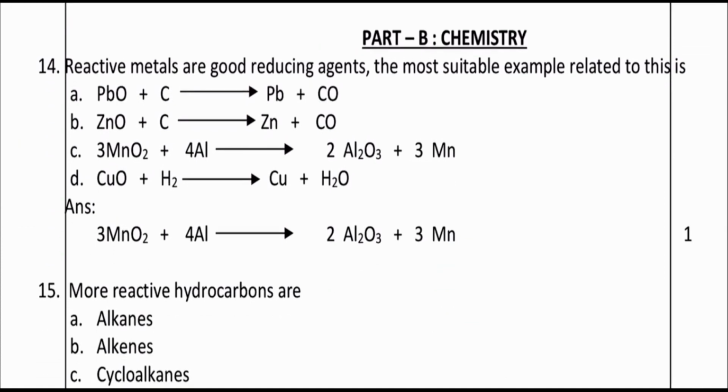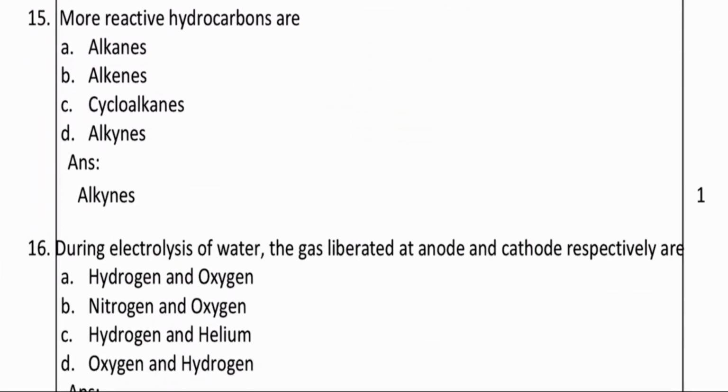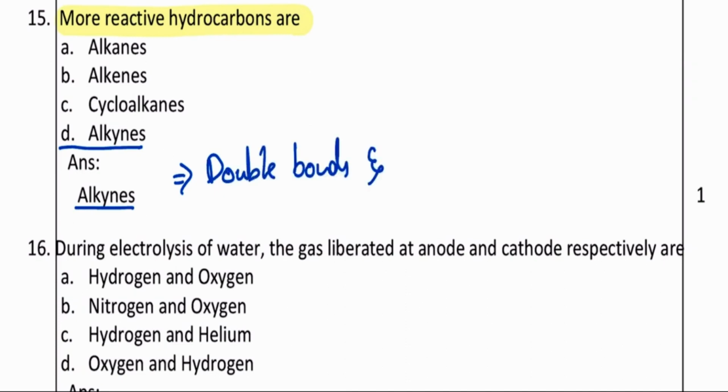Next question. Okay, going to part B, chemistry. 14th question. Reactive metals are good reducing agents. The most suitable example related to this is, answer is 3MnO2 + 4Al gives 2Al2O3 + 3Mn. This is the third one. Okay, next question. More reactive hydrocarbons are, answer is alkynes, which is option D, because it has triple bonds and carbon is more electronegative.